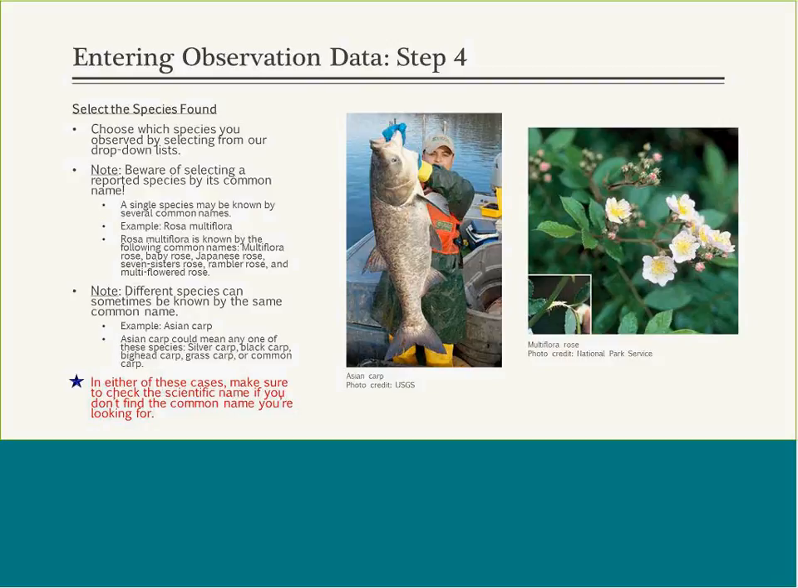You're going to have to be a little bit more specific to say, well, what kind of carp did you actually find? So again, looking under the scientific name is always going to be your best bet if you know the scientific name. If you have to search by the common name, just keep what I've been saying in mind to make sure you're selecting the right species.